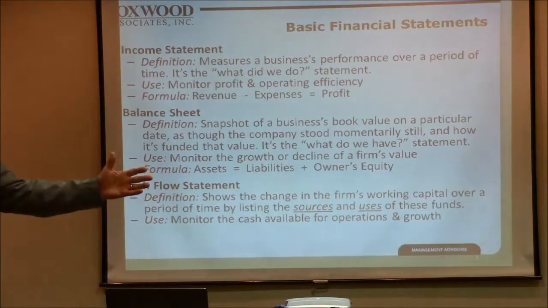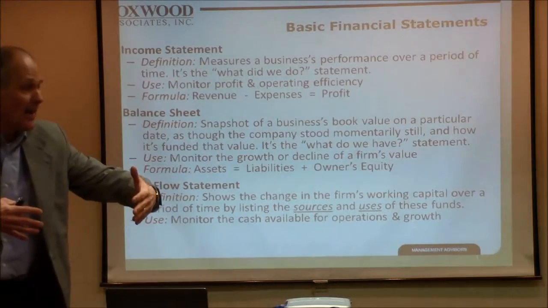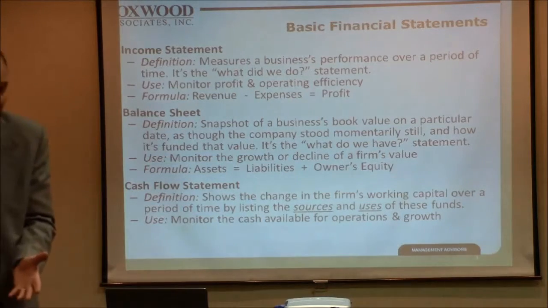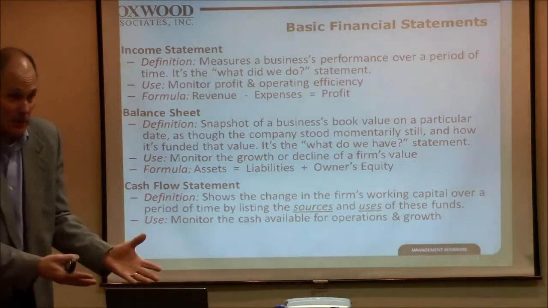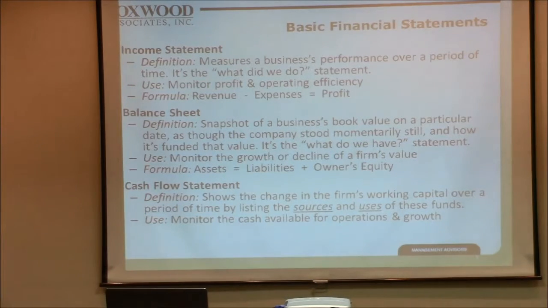What do we have that we can call ours? And then of those things that we call ours, how much of it have we borrowed to purchase and owe people for? How much of it have we paid for ourselves? That's pretty much what it is. So that's the balance sheet.